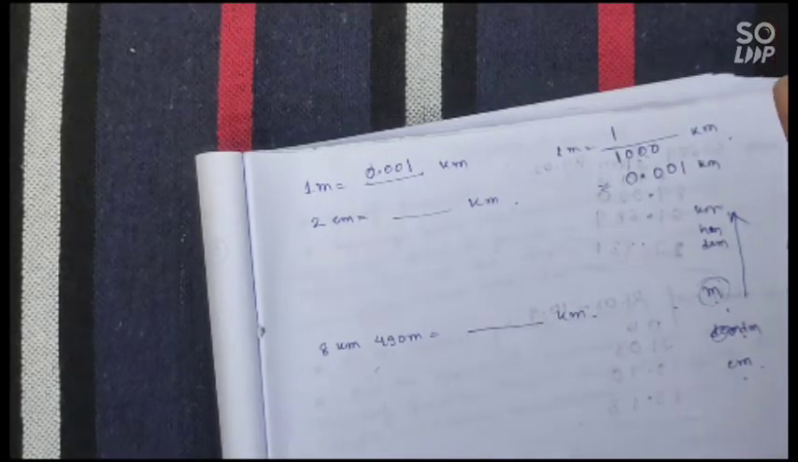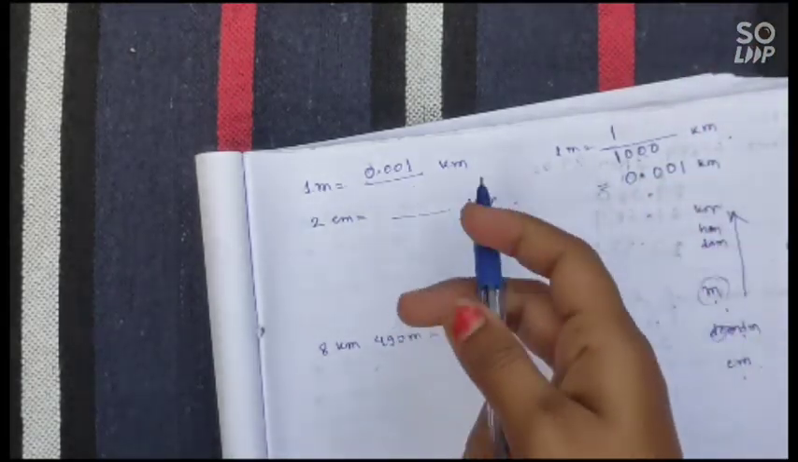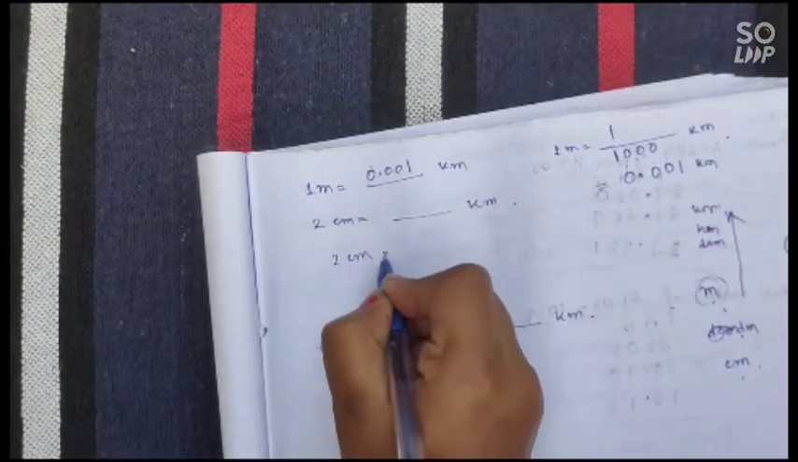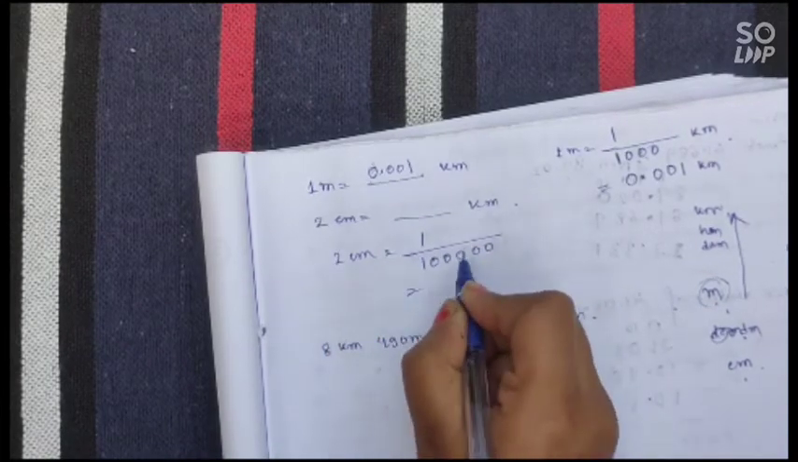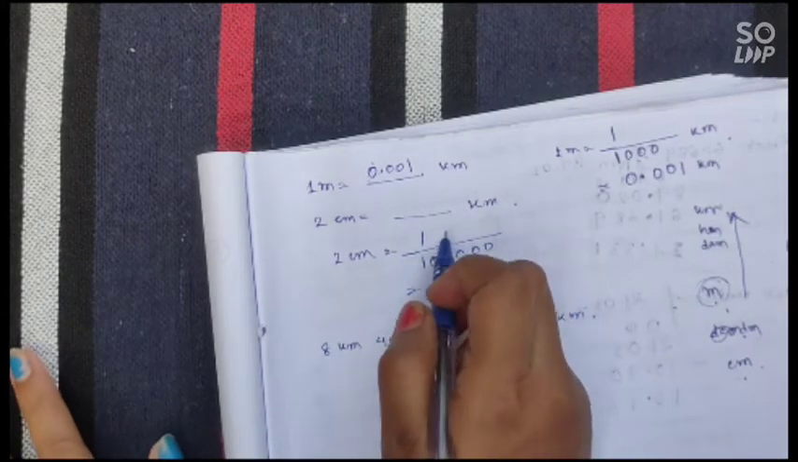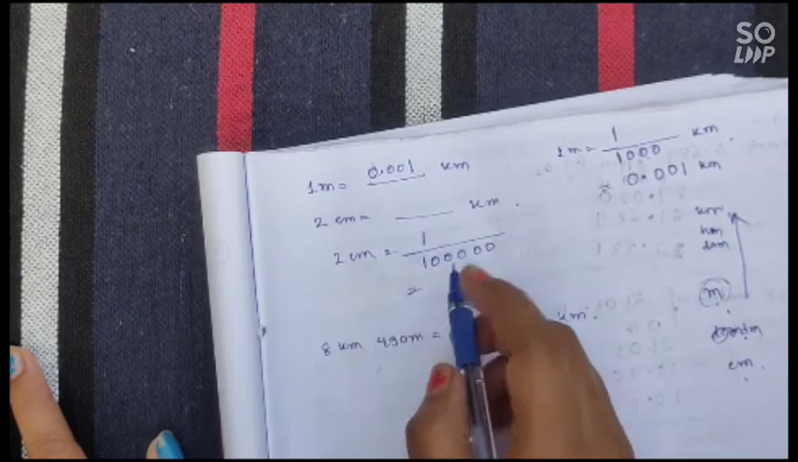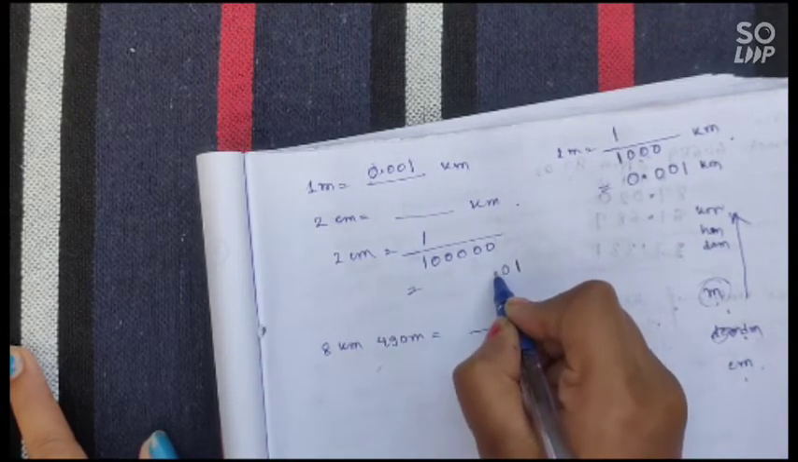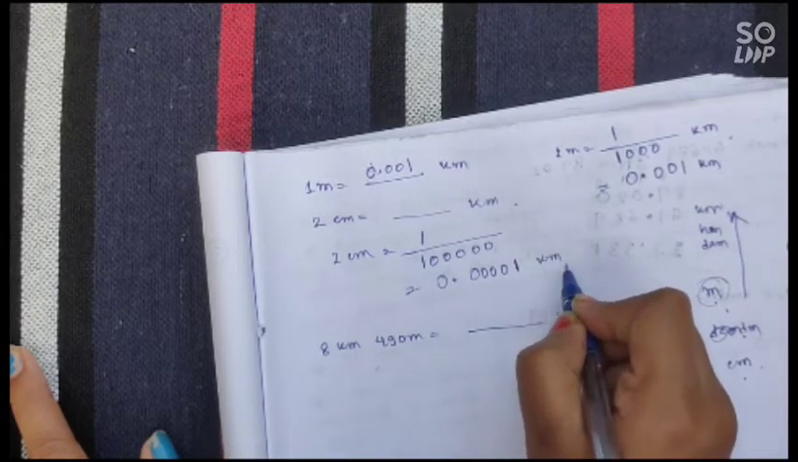After kilometer which come? Hectometer, decameter, meter, deci, centi. 5 units. That means you have to divide by 1 followed by 5 zeros. So the decimal will go before the 5 digits. There is 1 digit, so 1, 2, 3, 4. 0.00002 kilometer.